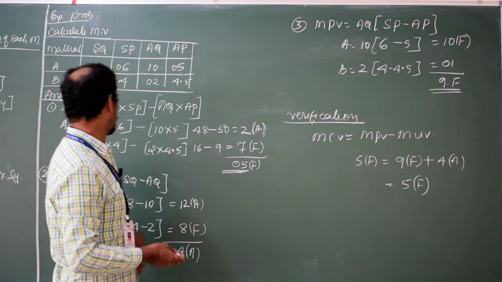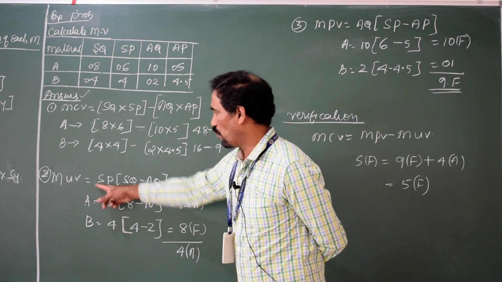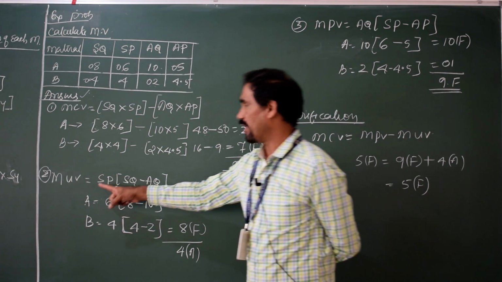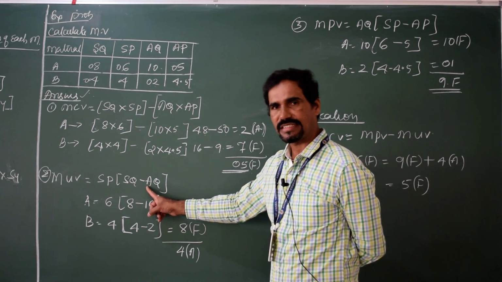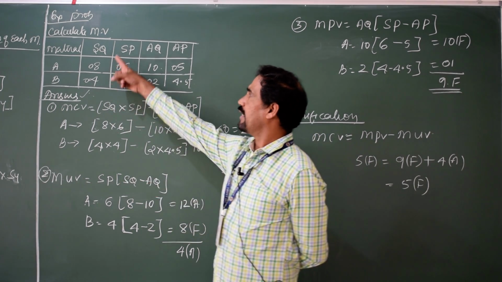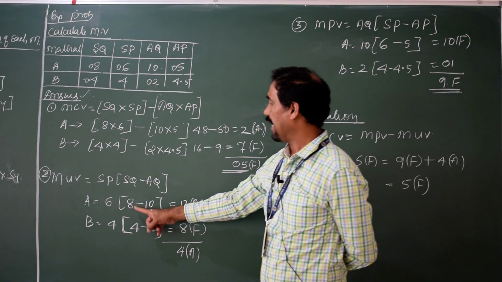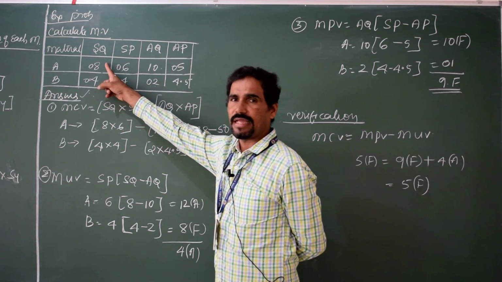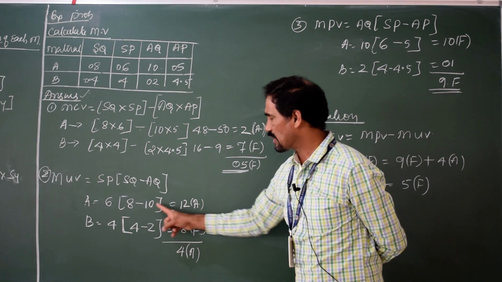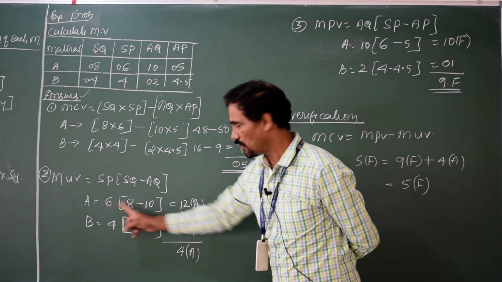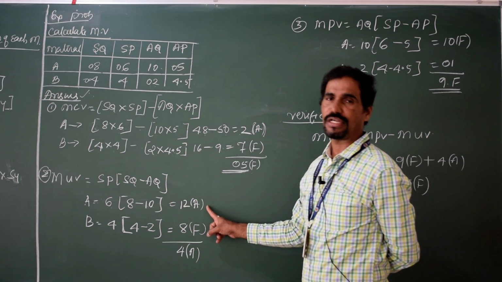Then come back to the material usage variance. Material usage variance equals, first see the formula, standard price into standard quantity minus actual quantity. Standard price is already given, material A 6 rupees, 6 into 8, the standard quantity given for A is 8, minus 10 for actual quantity. 8 minus 10 equals 2 into 6 equals 12, adverse.